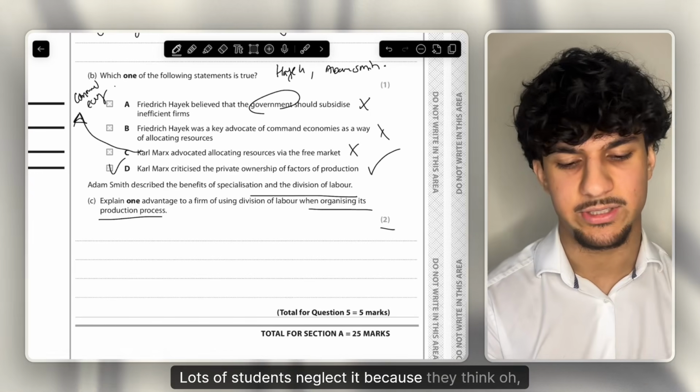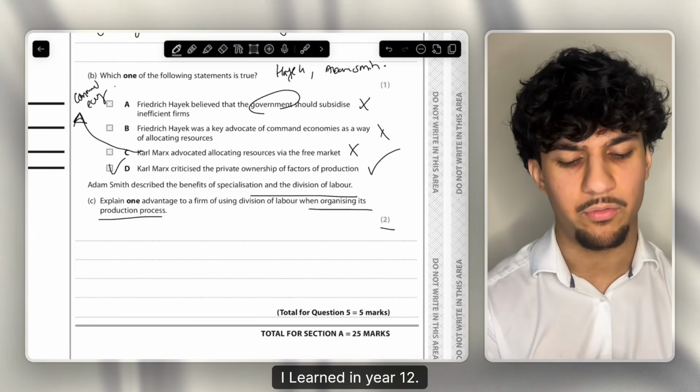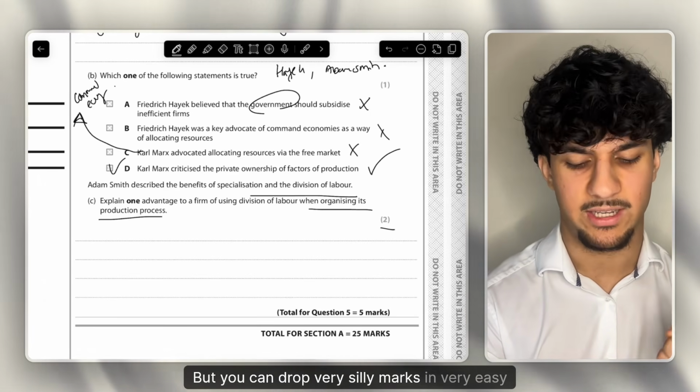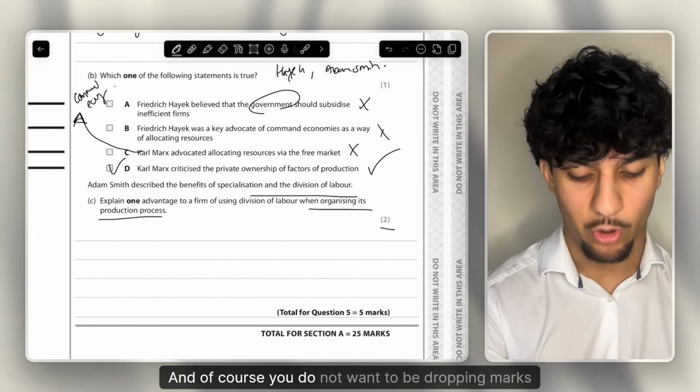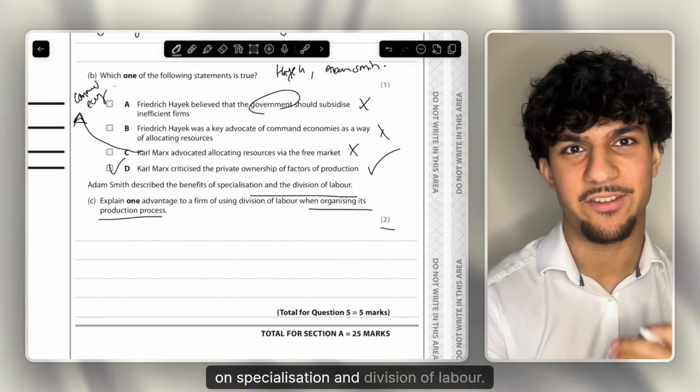Lots of students neglect it because they think, oh, this is really early knowledge I learned in year 12, but you can drop very silly marks in very easy places. And of course, you do not want to be dropping marks on specialisation and division of labour.